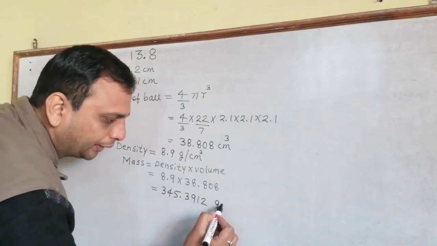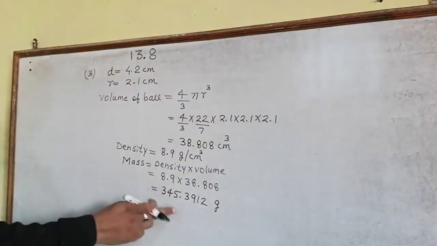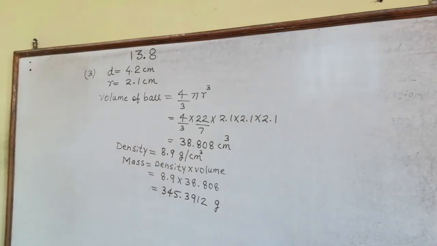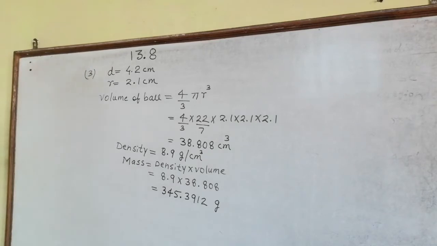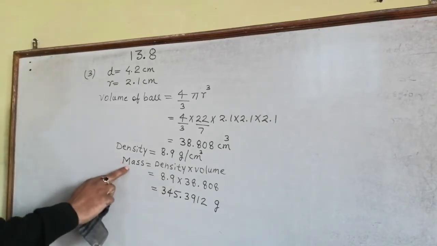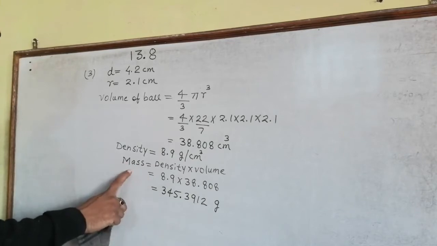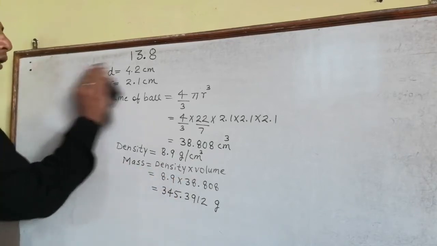And this will be in gram, because the unit of mass is the gram. So the unit of this answer will be gram. So this completes question number 3. Now question number 4. I hope you understood this formula. Density is equal to mass upon volume, so mass will be density times volume.